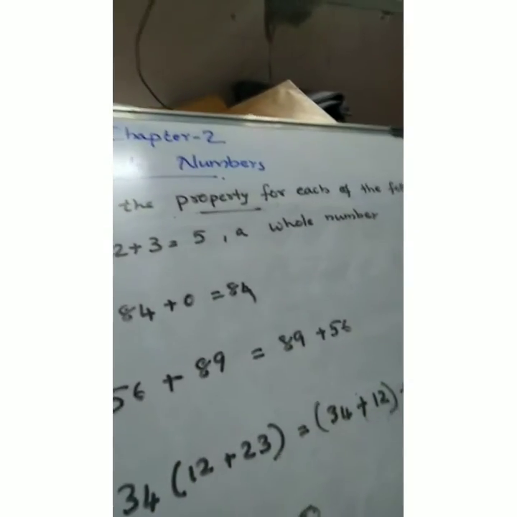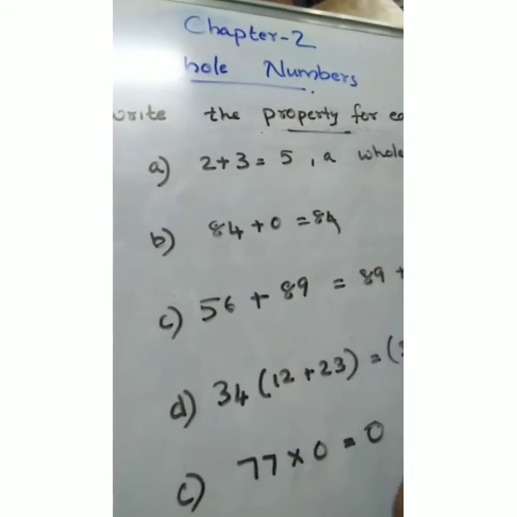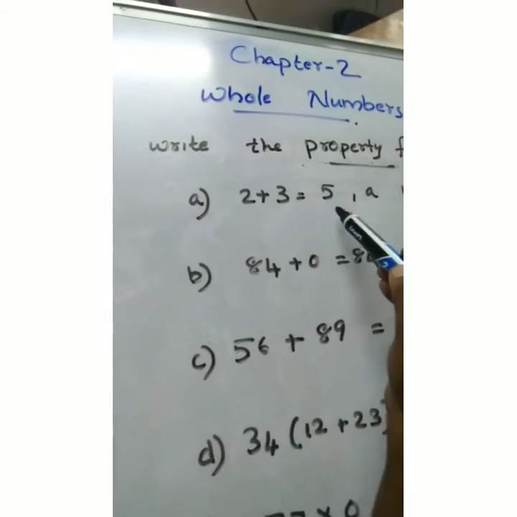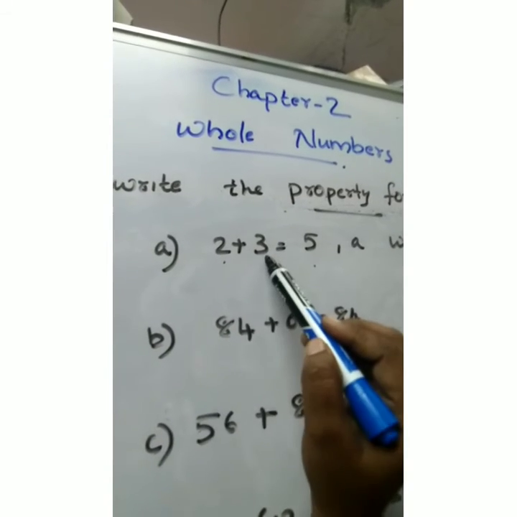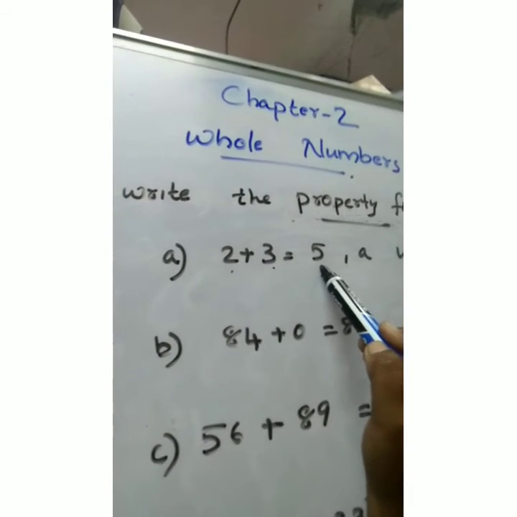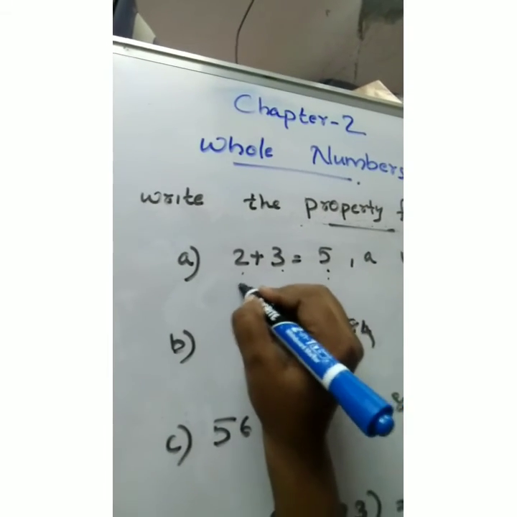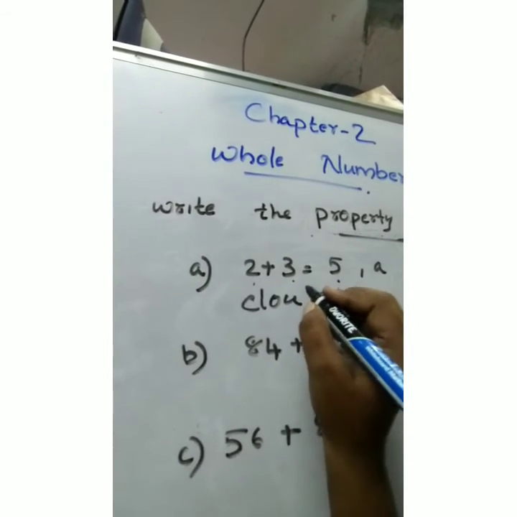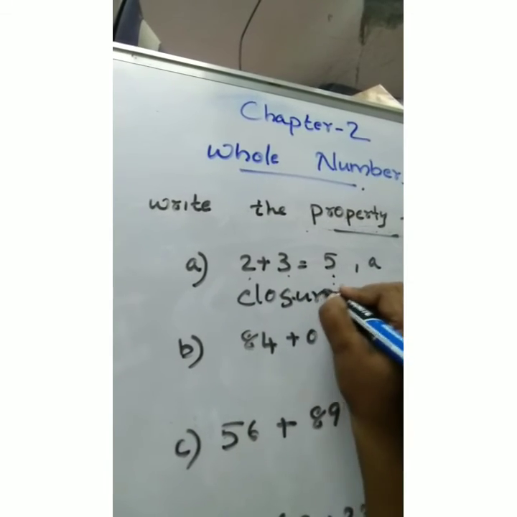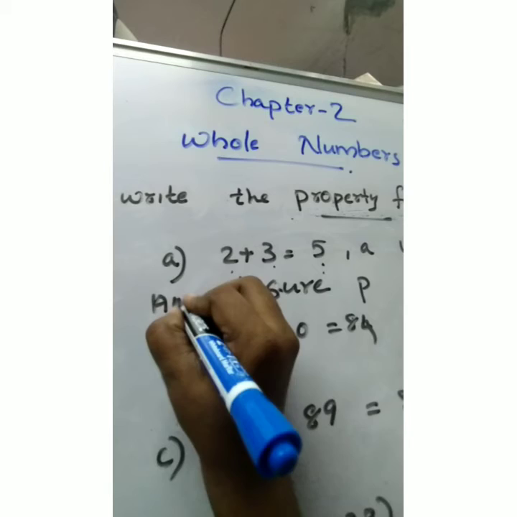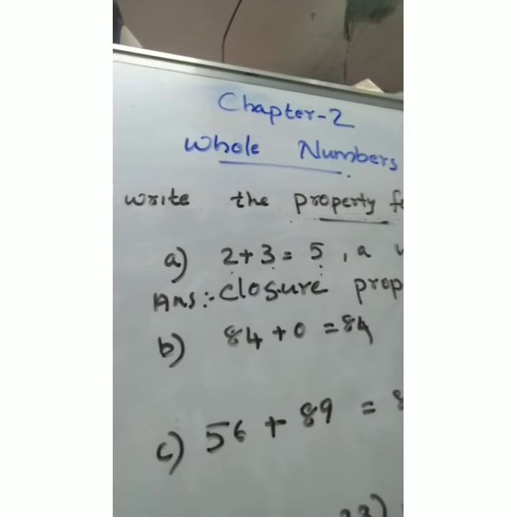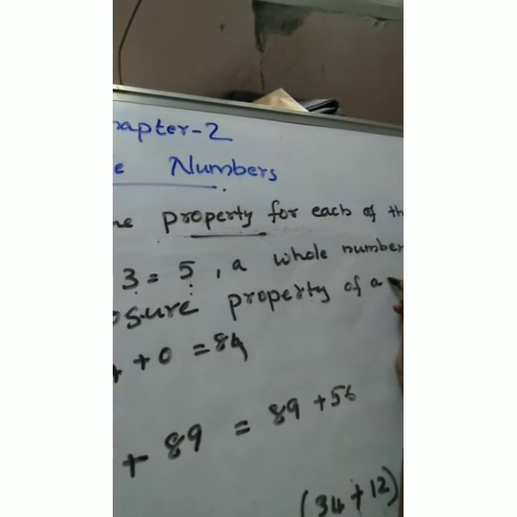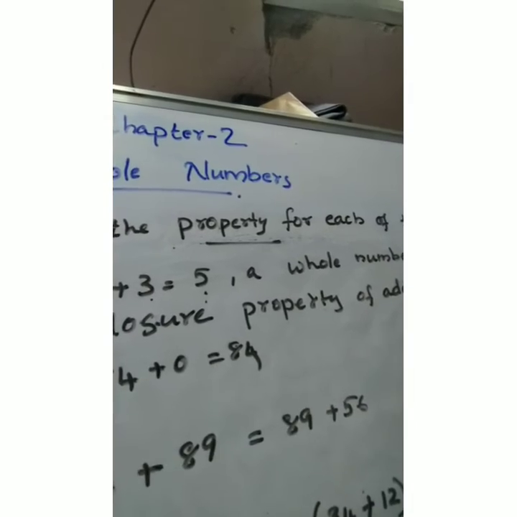The question: write the property for each of the following. The first question: 2 plus 3 is equal to 5. A whole number. Which property? 2 is a whole number, 3 is a whole number, the answer is also a whole number. This property is known as closure. C-L-O-S-U-R-E. Closure. The closure property of addition.